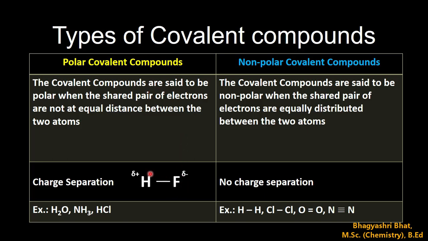Let me take an example of hydrogen fluoride. Here we have hydrogen, it combines with fluorine. Hydrogen has 1 valence electron and fluorine has 7 valence electrons, so they share 1 electron. By doing this, hydrogen gets duplet structure and fluorine gets octet structure. Now what do you think? They share 2 electrons. Are these 2 electrons equally shared between hydrogen and fluorine?